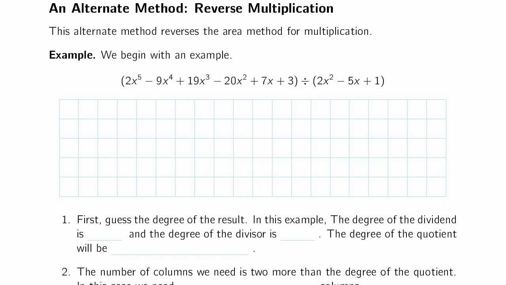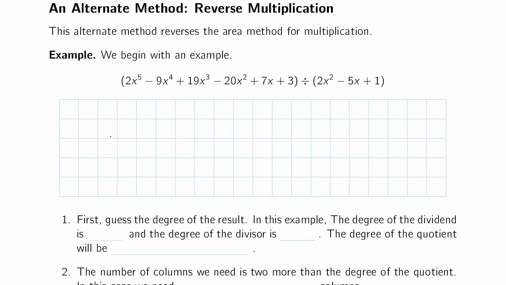So how do we go about reversing multiplication? There are some things that are obvious when we multiply that are less obvious when we're dividing that we need to work out in advance. And we also have to deal with the possibility of a remainder. So our first step is to guess the degree of the result.